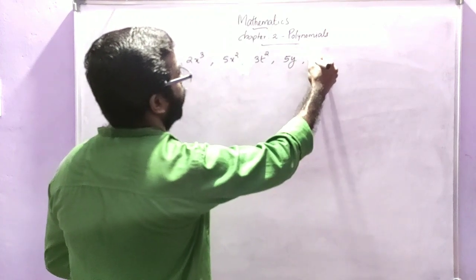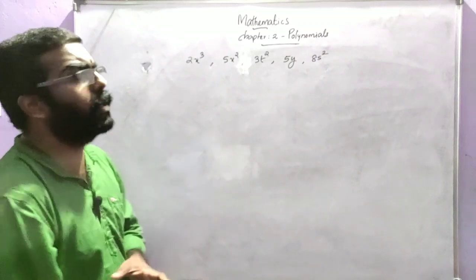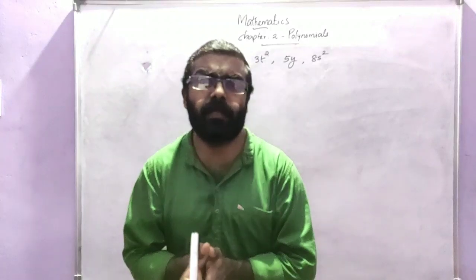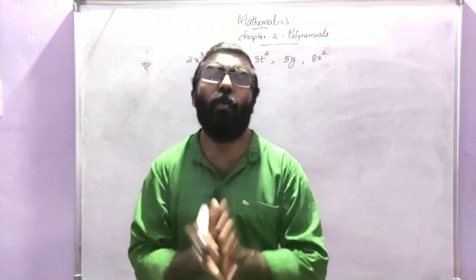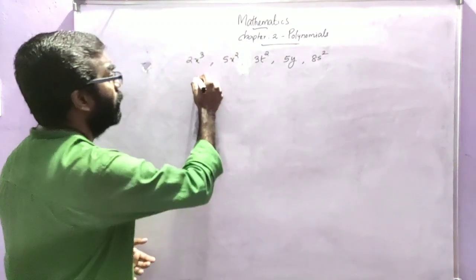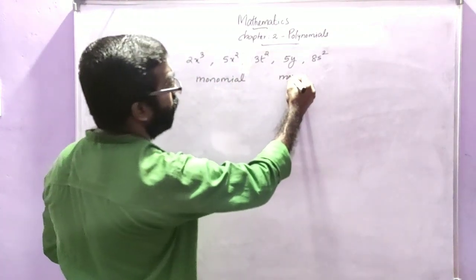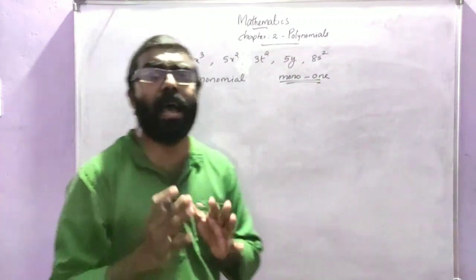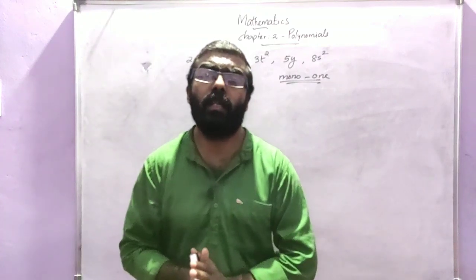Okay. Now consider the polynomials 2x cube, 5x square, 3t square, 5y, 8s square. Okay, look at these polynomials. Do you see that all these polynomials has only one term? Yes, polynomials having only one term are called monomial. Mono means one. Okay, polynomials having only one term are called monomials.